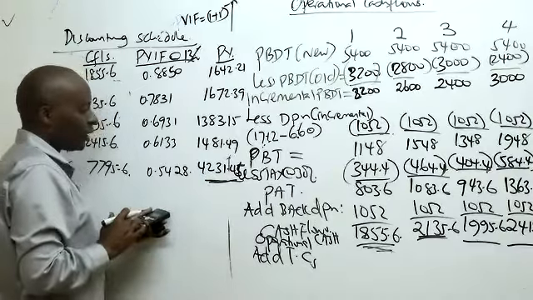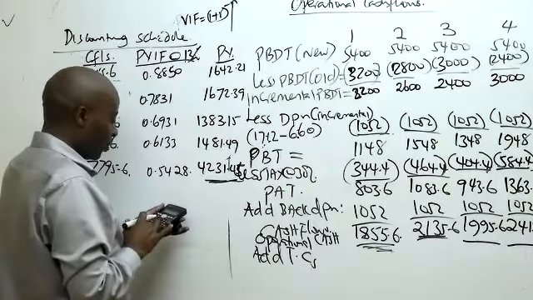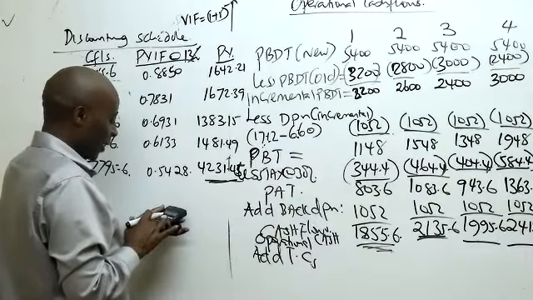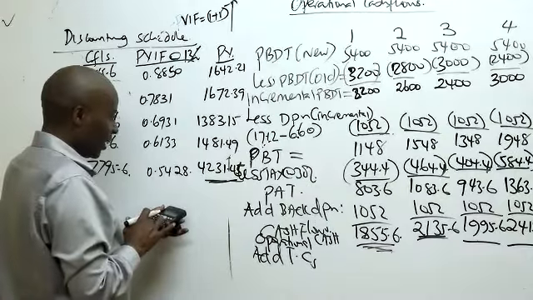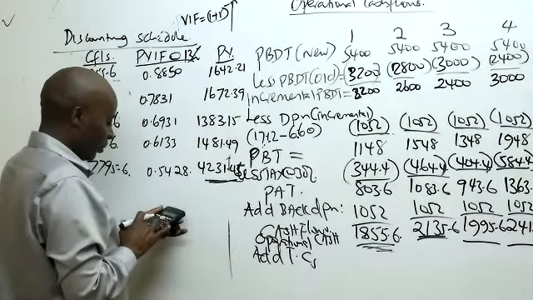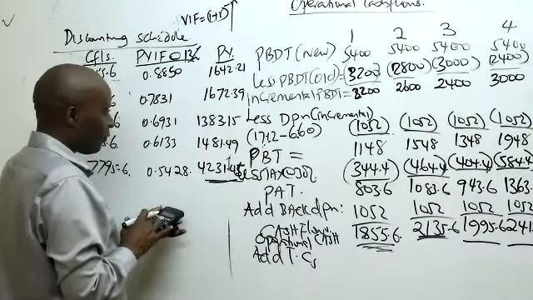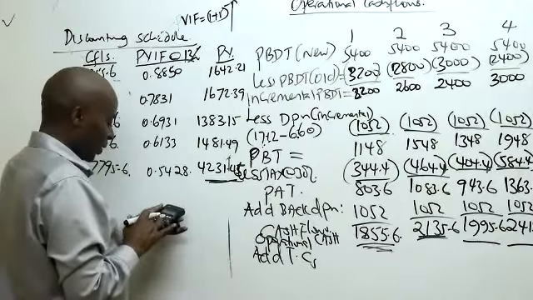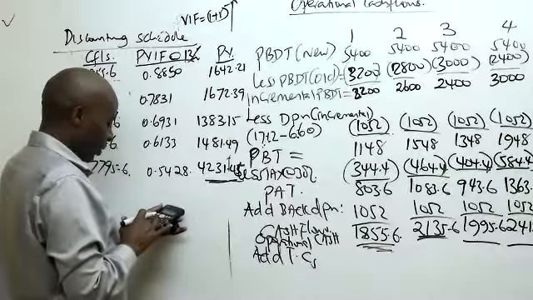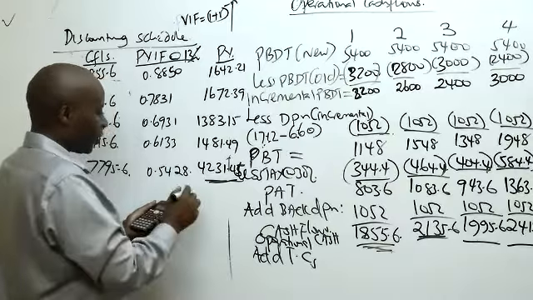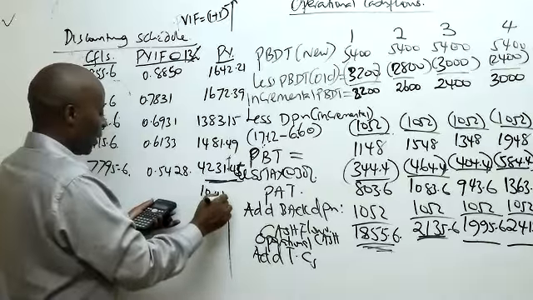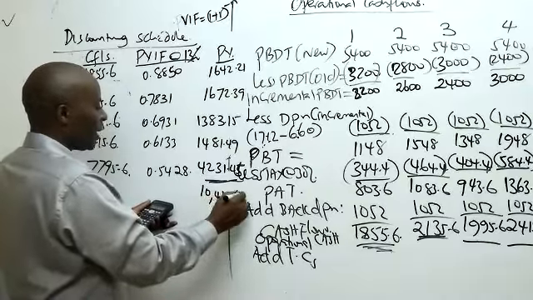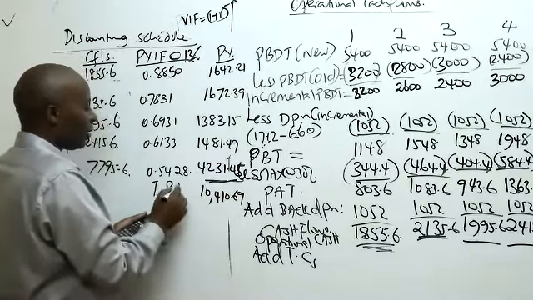So now add up everything: 4231.45 plus 1481.49 plus 1383.15 plus 1672.39 plus 1642.21, giving us 10,410.69. This is our total present value.